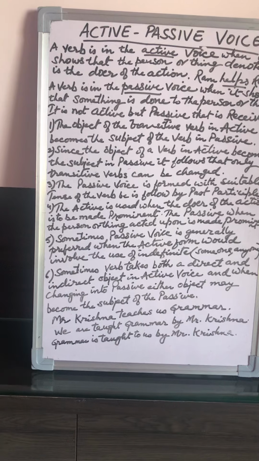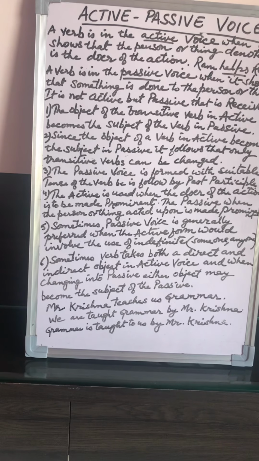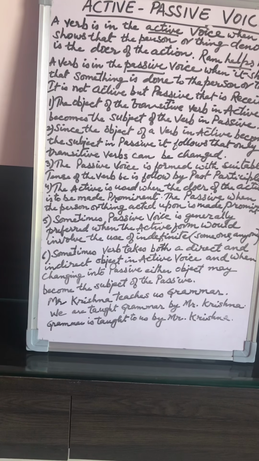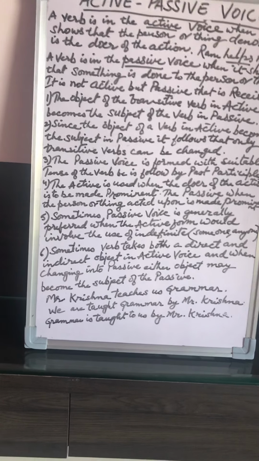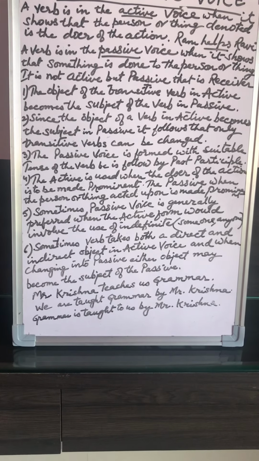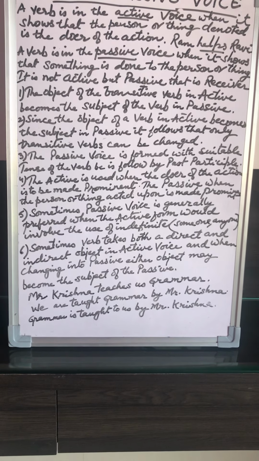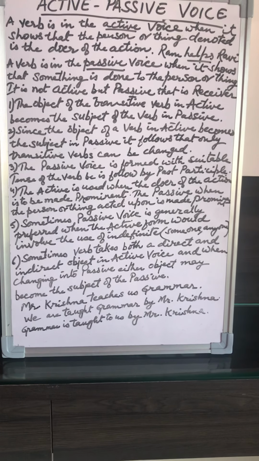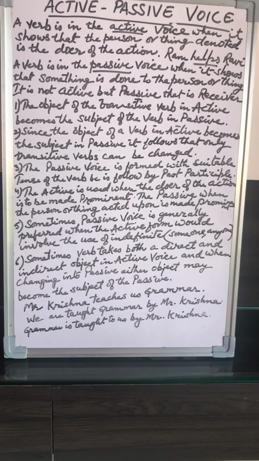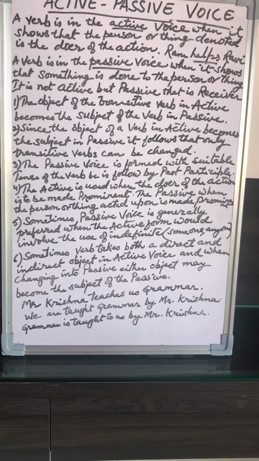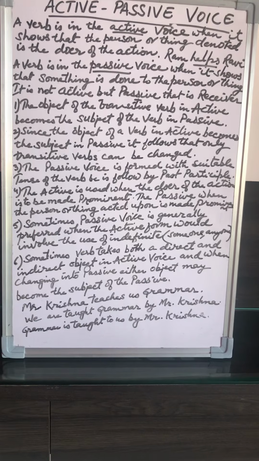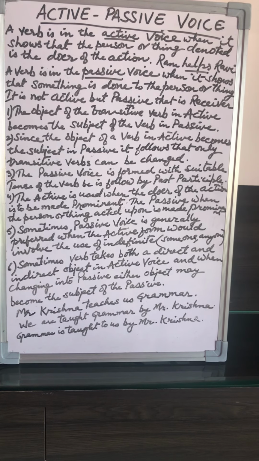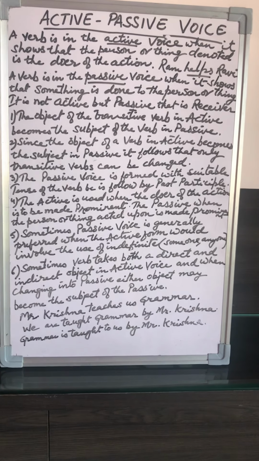Sometimes when the verbs that take both a direct and indirect object in the active voice are changed to the passive, either object may become the subject of the passive voice while the other is retained. As for example, Mr. Krishna teaches us grammar. So there are two objects, us and grammar, direct and indirect. So we can change it into passive by using either grammar as the subject or us as the subject. We can change it into we are taught grammar by Mr. Krishna or grammar is taught to us by Mr. Krishna.